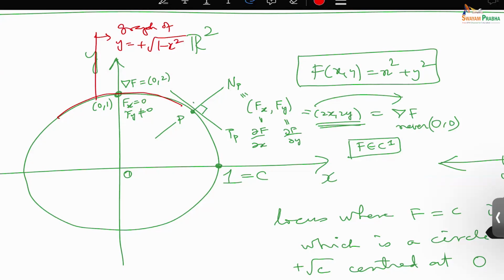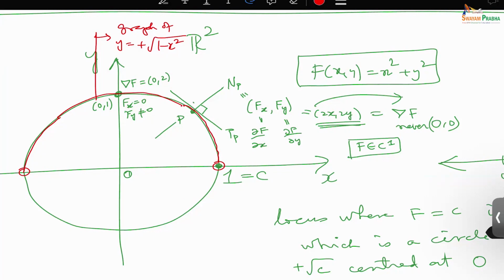And what I want you to understand is, where is this valid? This is valid all the way at every point on the circle, for the whole upper semicircle. So it's not valid at these 2 points on the x-axis, because there, if you go below that, you will have to take the negative square root.